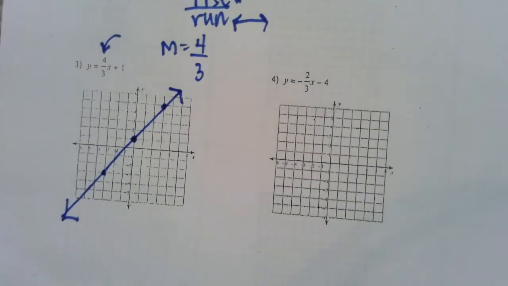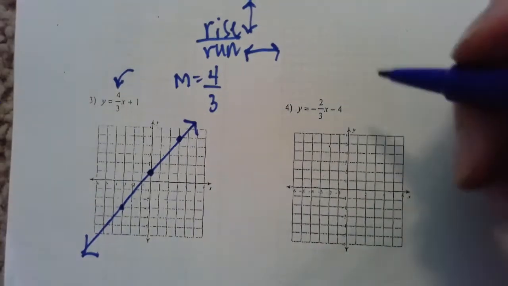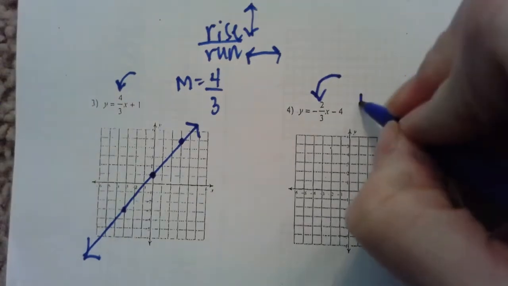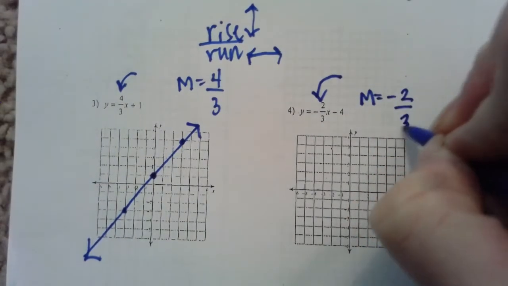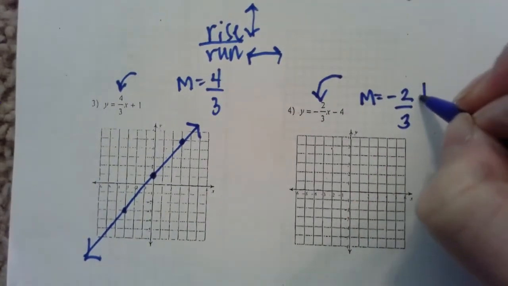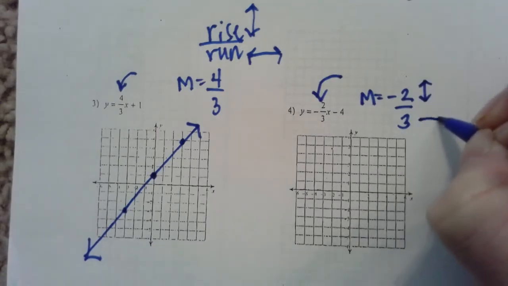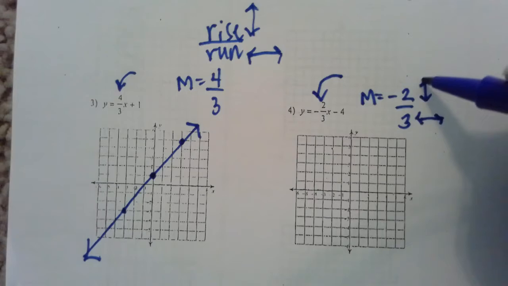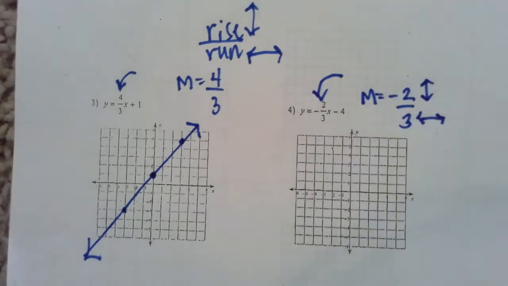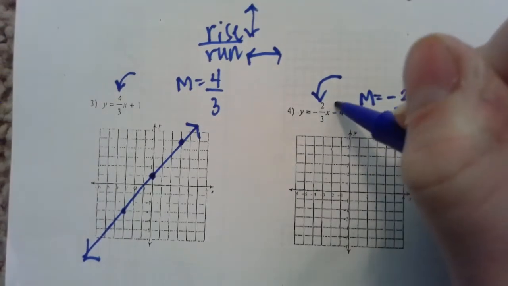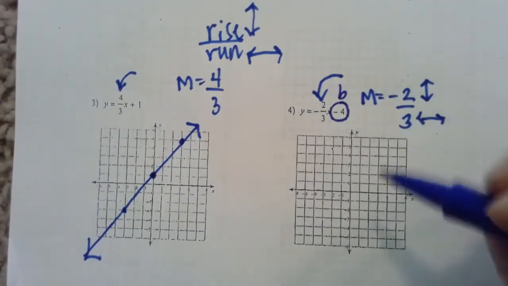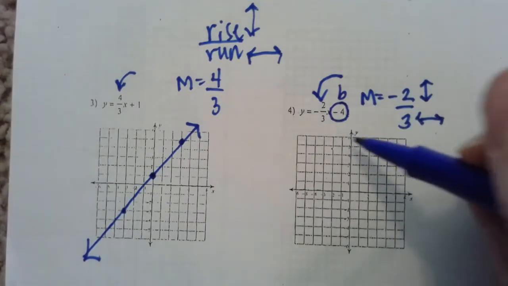So we could do this guy. We always look for our slope first. It's the number in front of our x value. So my slope is -2/3. So I have a rise or fall of 2, and then a run of 3. And then we're going to start at this number. That's where we begin, our b value for the y-intercept. It's where the line crosses the y-axis.